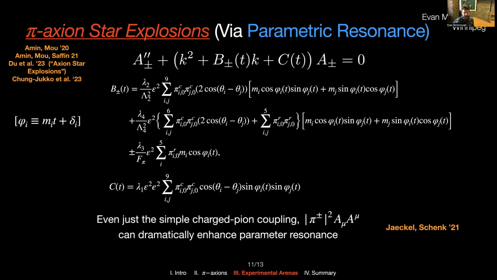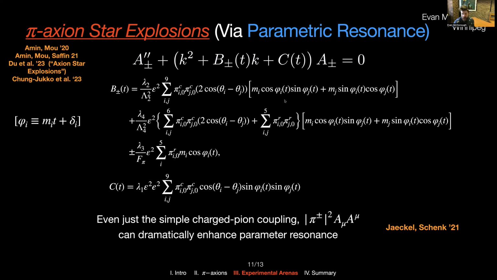Finally, I'd like to note the somewhat exotic possibility that you can have π-Axion stars and that those stars could explode. And these π-Axion star explosions, worked out by other authors in these nice papers, the mechanism for this is a parametric resonance of photons. So here, what I'm showing is simply the equation of motion for the helicity states of the photon field, or Fourier modes of the plus and minus helicity states of the photon field.